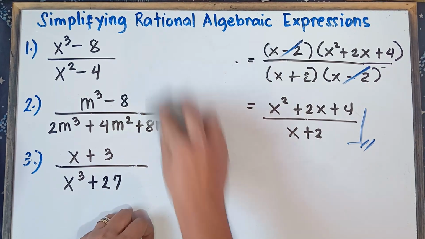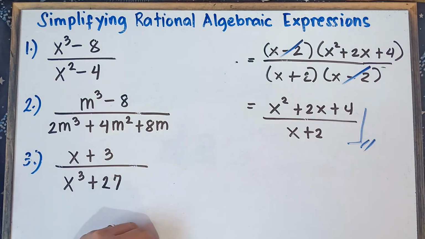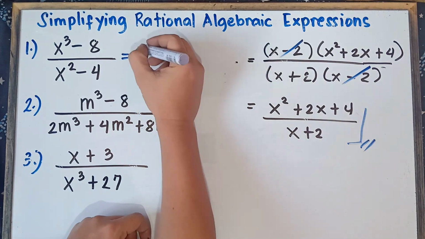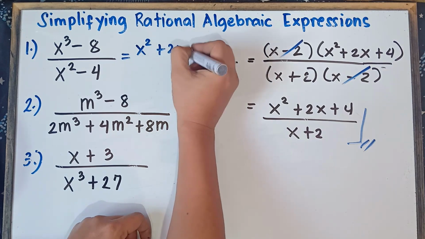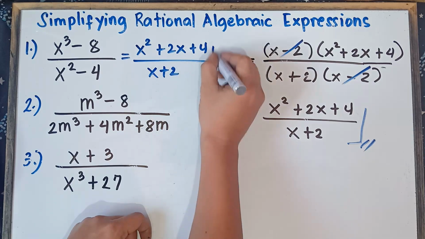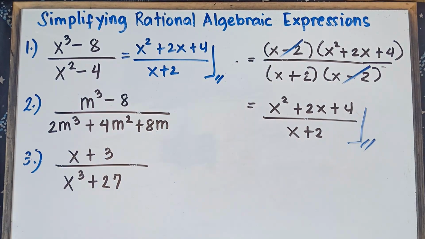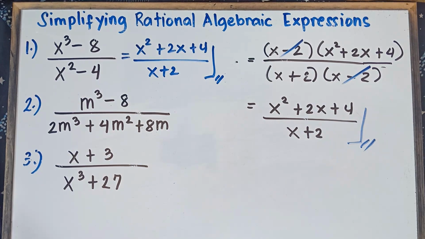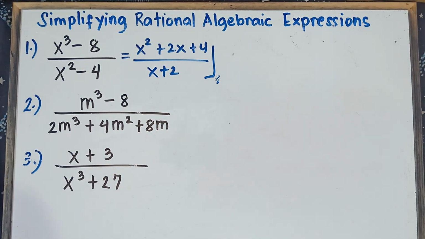So our answer, quite complicated, right? For number 1, we have x squared plus 2x plus 4 over x plus 2. All set. That's the answer, class, with regards to example number 1. Alright, so let's proceed now to example number 2.